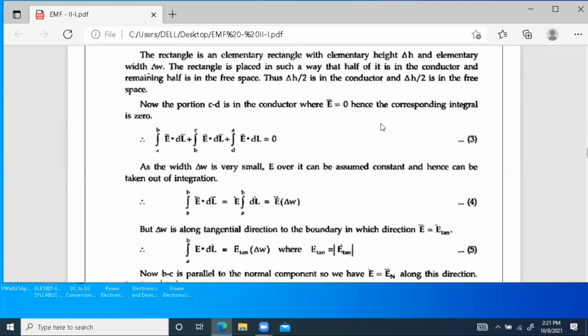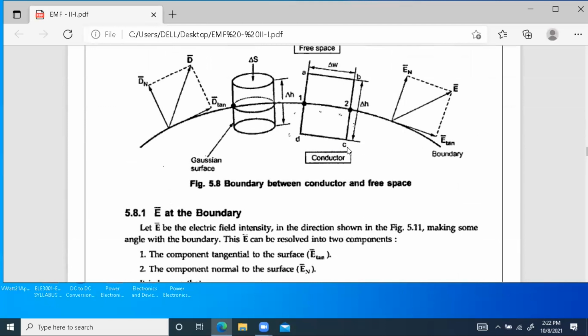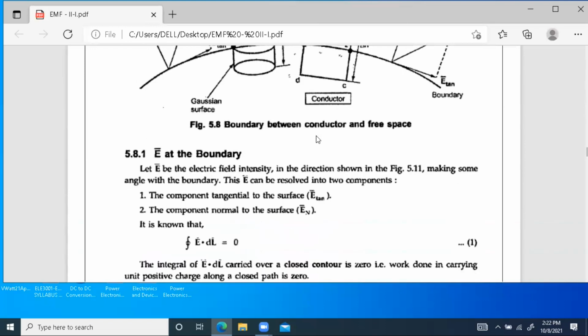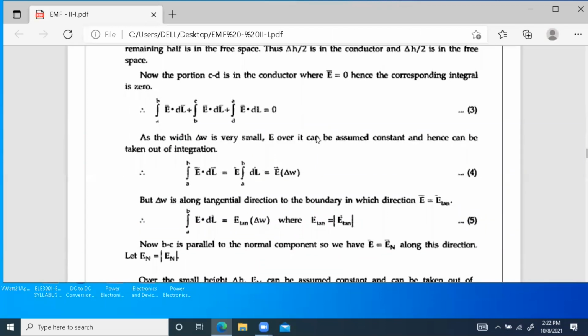Now, the portion C to D is in the conductor where E equals 0. Let us go there now. So this is in the conductor. Remember we say E is 0. Because we know that E is 0, since there is no charge in it, you can drop that out, right? Yes, sir.